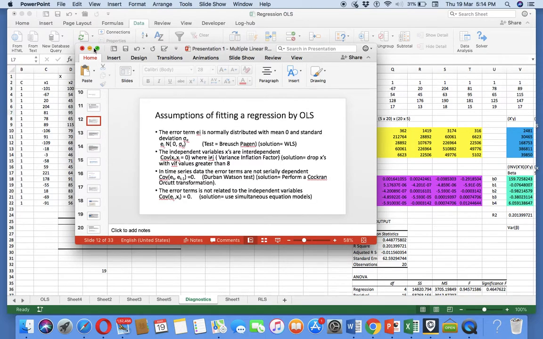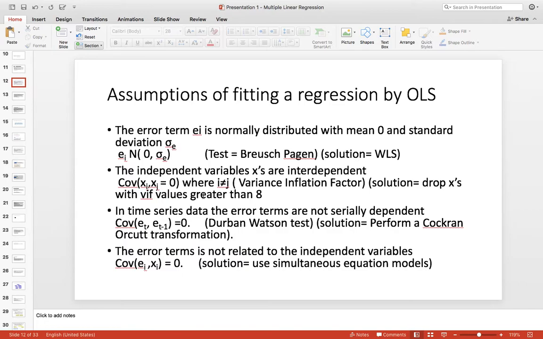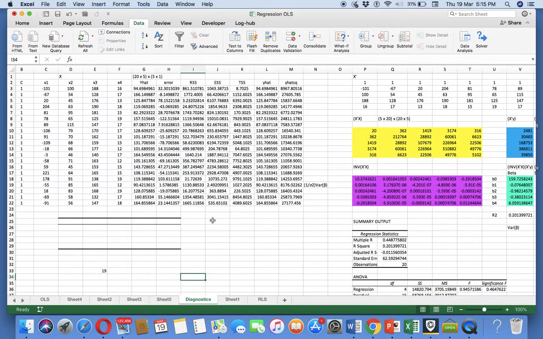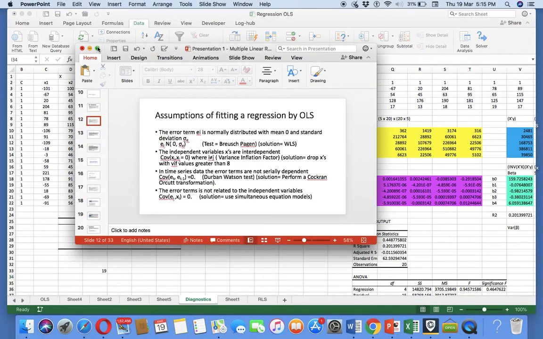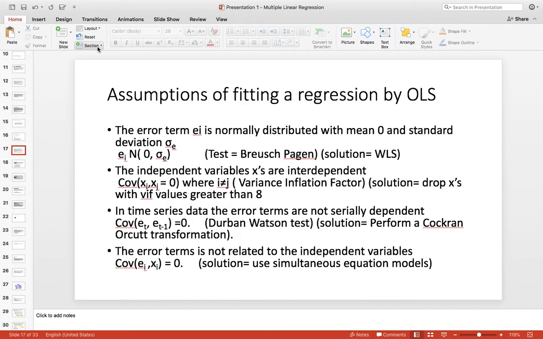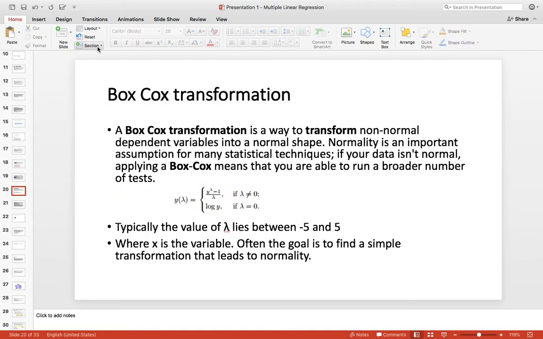Second assumption is the assumption of multicollinearity. The independent variables are interdependent, and actually they should not be. That means the covariance of xi and xj should be equal to 0. And for this we use a test called the variance inflation factor. The variance inflation factor is a test done in order to test if there is multicollinearity in the data. I'll just show you how that looks.